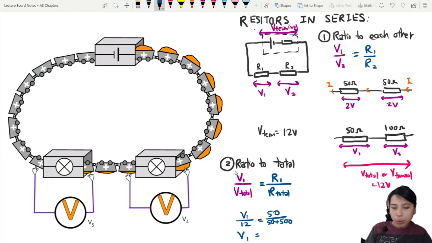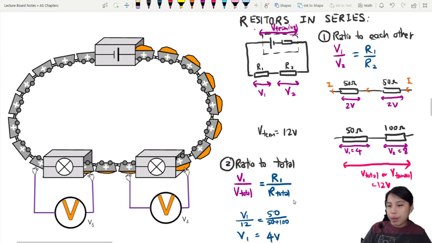And you should get a V1 of 4 volts. Oh, I just noticed a typo. This should be 100. Why did I write 500? Yeah. 4 volts. Okay. So V1 gets 4 volts. That means V2 will have how much? If you are taking a share of 4, then my other friend only have 8 left. Because 4 plus 8 is 12.